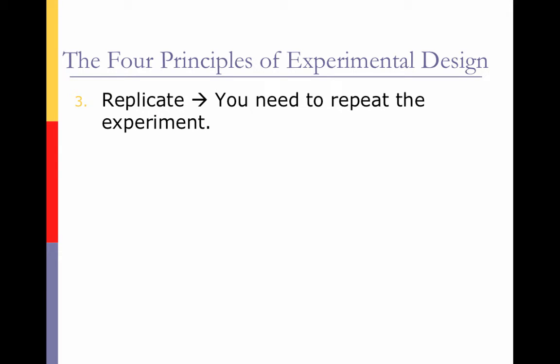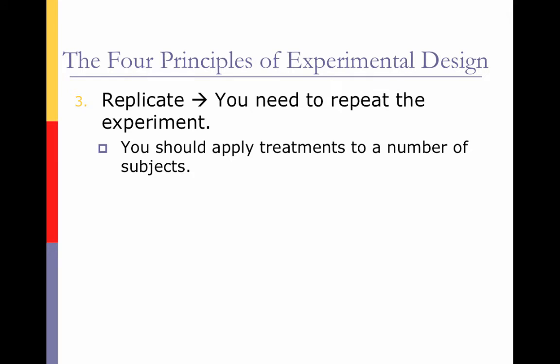The third principle is replicate. You have to repeat the experiment. What this means, not that you have to do the experiment a multitude of times, however that can be beneficial, but it means that you have to apply the treatment to a number of subjects. You can't just give a full dose of the migraine medicine to one person, a half dose to one person, and then no medication to one person. That won't work.